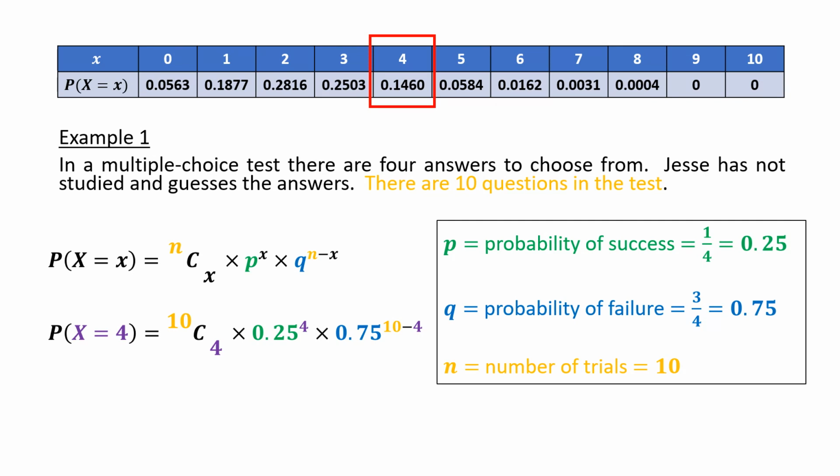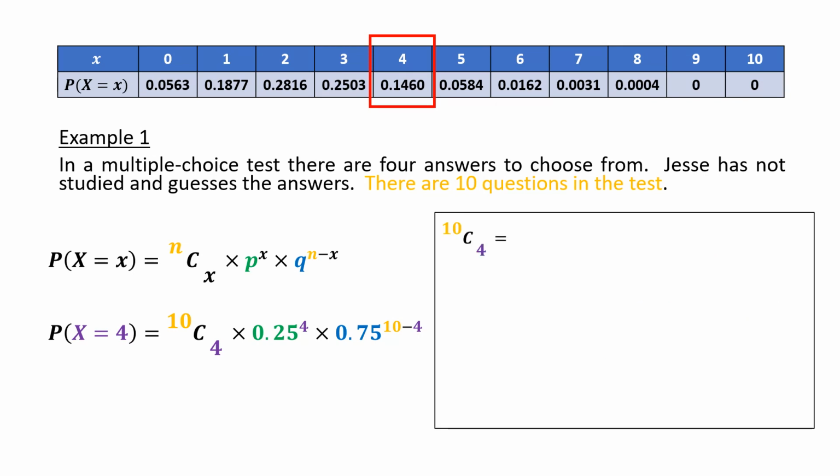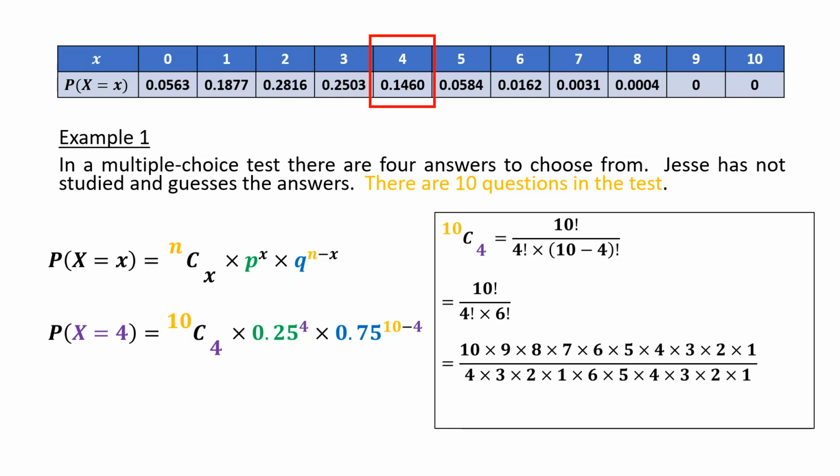Before I show you how to work this out on a calculator, let's talk about this 10C4. It's combinations, and it basically means 10 factorial divided by 4 factorial times bracket 10 minus 4 factorial. That can simplify to 10 factorial divided by 4 factorial times 6 factorial. 10 factorial means 10 times 9 times 8 times 7 times 6 and all the way down to 1. So this is what it means, and once I work it out, I get 210.